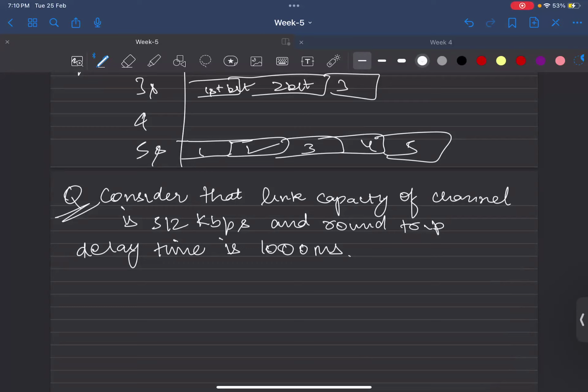Now, can you tell me the link capacity in kilobytes? Take care of the units. If you are unable to tell me, we'll solve it together. Not kilobits, kilobytes. 32 kilobytes. Okay, how have you solved, Aman? Let's solve together. So RTT is 1000 milliseconds, so link delay is 500 milliseconds, that is 0.5 second. And bandwidth is 512 kilobits per second. So BDP is 256 kilobits. Not per second, 32 kilobytes.